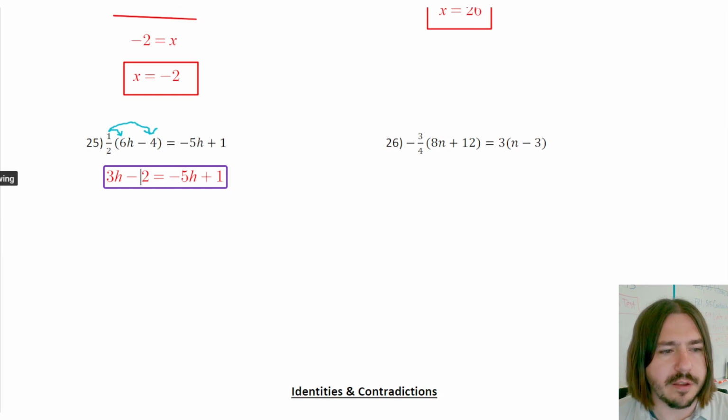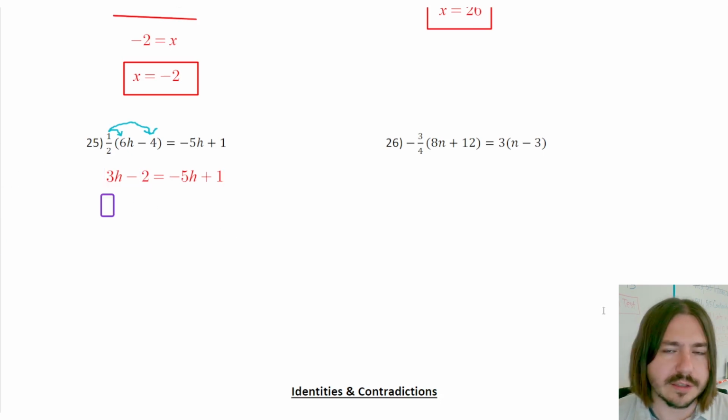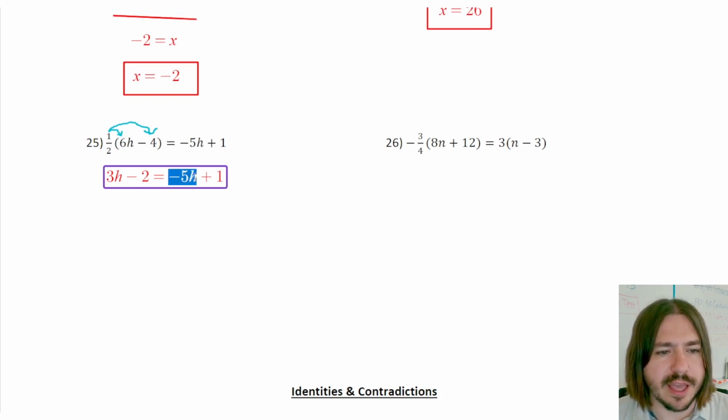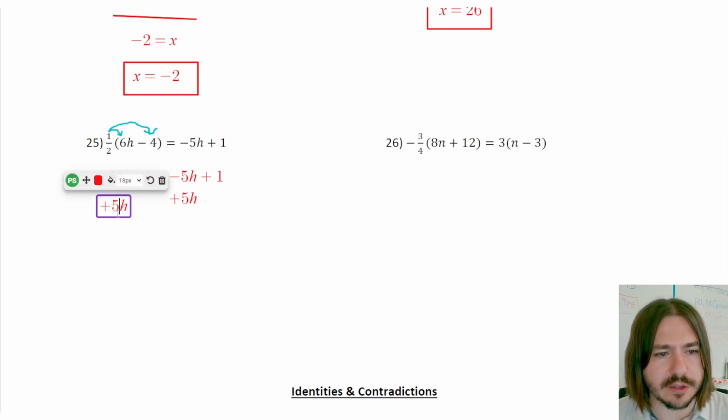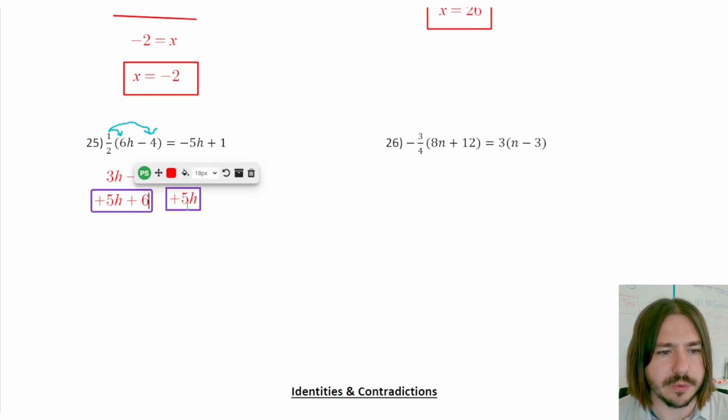I'm going to collect all my variables on the left-hand side. I'm going to collect my constants on the right-hand side. So to collect the h's on the left-hand side, I need to add 5h to both sides. And then if I want to move my constants to the right side, I need to move this negative 2 over here. I need to add 2 to both sides.